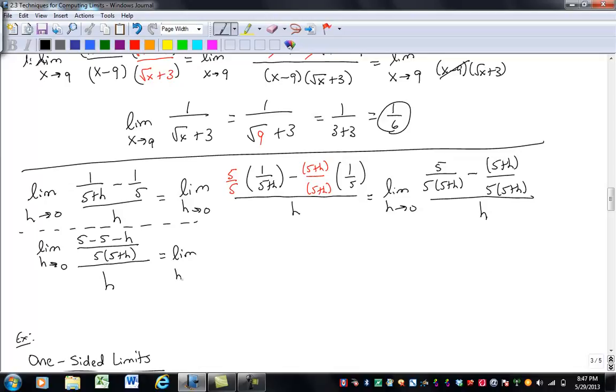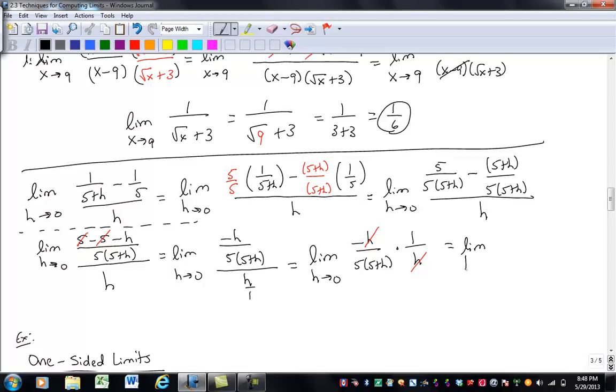I simplify a little bit more. The limit as h goes to 0, the plus and minus 5 add to 0. So I have negative h over 5 times 5 plus h, all divided by h. But that h on the bottom is really an h over 1, so I can divide these two fractions by multiplying by the reciprocal of the denominator, which is 1 over h. And here the h's cancel. Now that pesky h that was messing us up in the bottom is gone. I have the limit as h goes to 0 of negative 1 over 5 times 5 plus h.